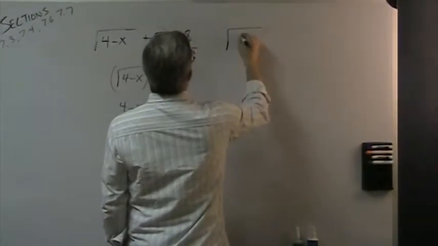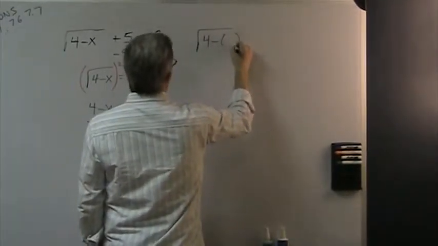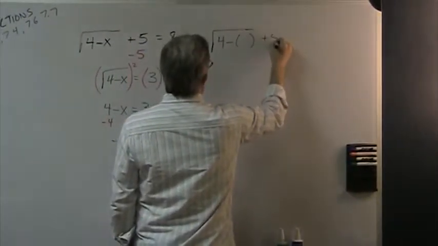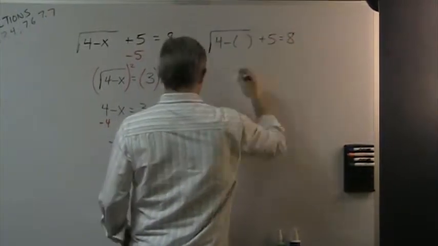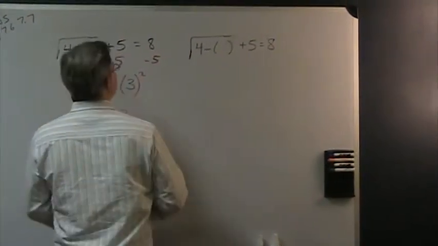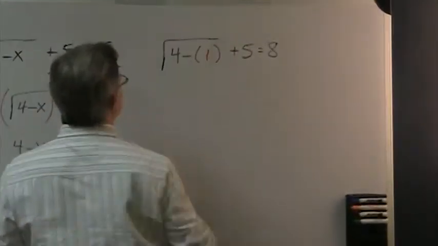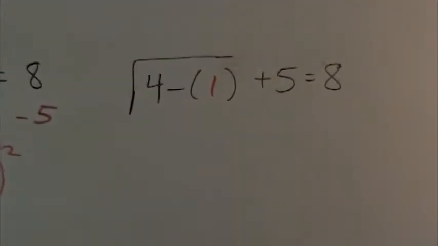Putting in, you got 4 minus 1 plus 5 is equal to 8. So you've got 4 minus 1.